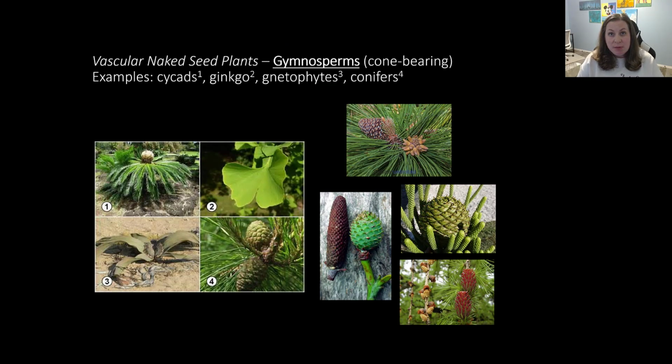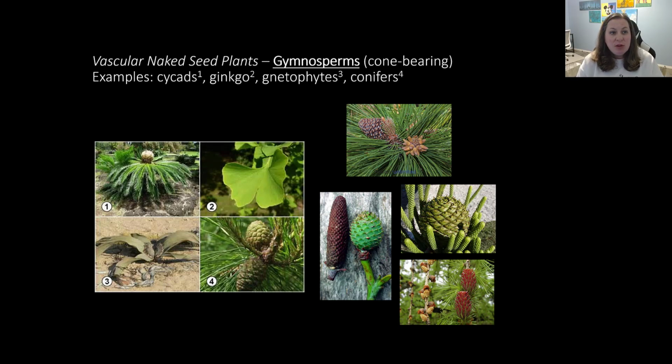All right, so the gymnosperms are the plants that are known as vascular plants. They do have vascular tissue, which allows them to grow up against gravity. But what makes them different than ferns and other plants is the fact that they produce seeds, but their seeds are known as naked seeds. Their seeds have to be made inside of cones. So gymnosperms are the cone-bearing types of plants.